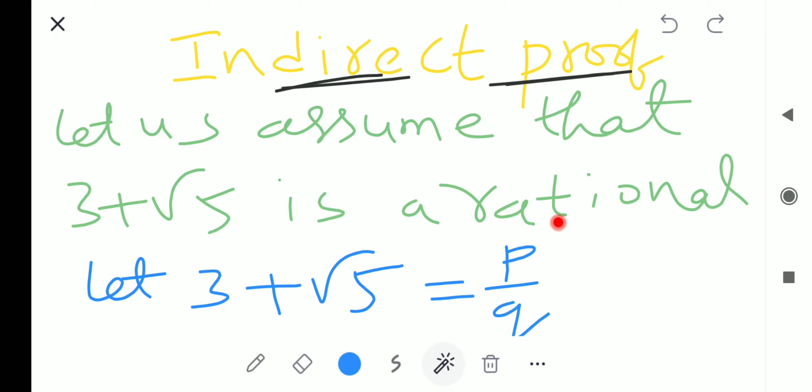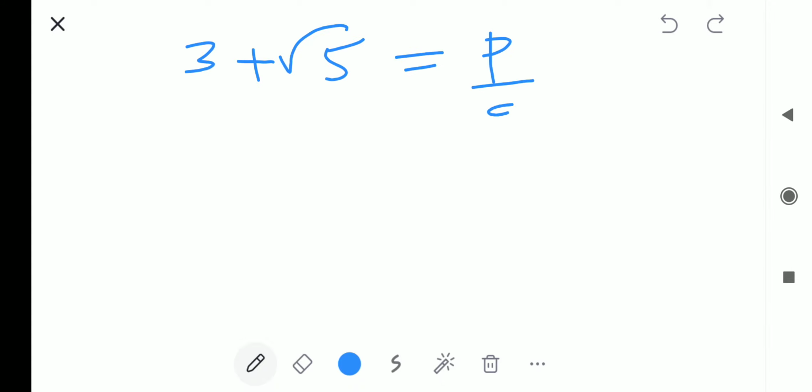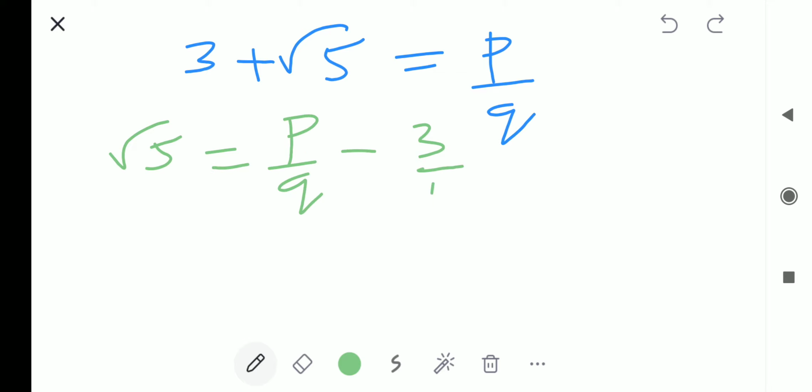Okay, children? Continuing, 3 plus root 5 is equal to p by q. Then I transpose the plus 3 to the right side. What happens in the next step? Root 5 is equal to p by q minus 3. 3 I can write as 3 by 1. Root 5 remains as it is.